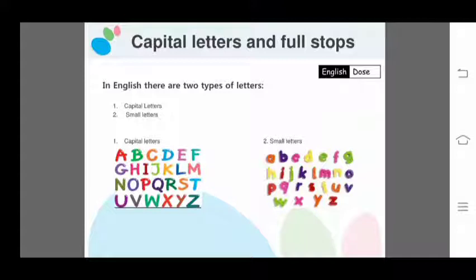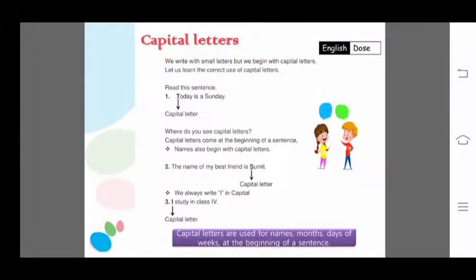Now answer the question: when do we use capital letters and when do we use small letters? Don't know? No need to worry. Today we are going to learn the use of capital letters and the small letters. Let's continue. First of all, we will learn the use of capital letters. We write with small letters, but we begin with capital letters.